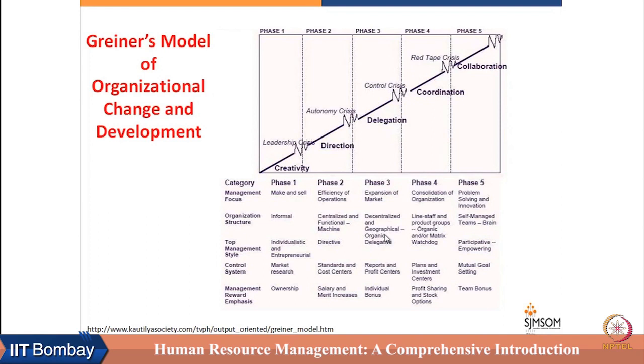Any firm or organization starts with a small number of people. That is called phase 1 in Greiner's model. In phase 1, the management focus happens to be making and selling the product or services. In this stage, organization structure happens to be informal. Top management style is generally individualistic and entrepreneurial in nature. Their control system is their own market research.